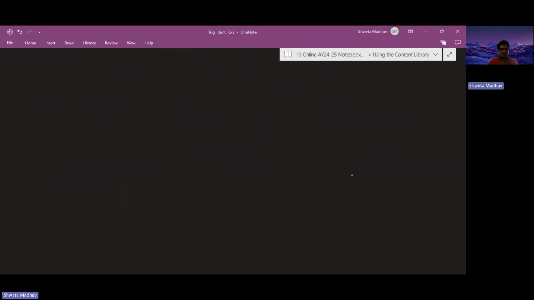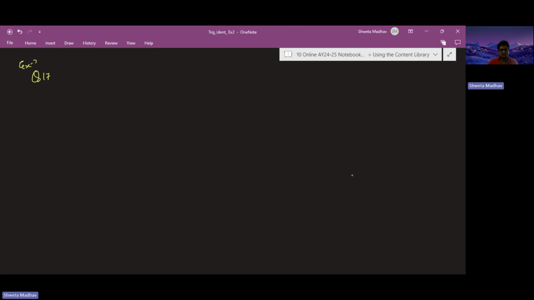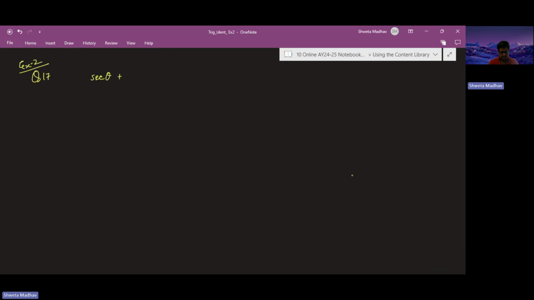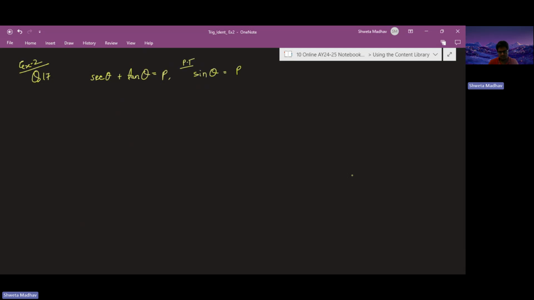So here we shall solve question number 17 and 18, exercise 2 in the chapter Trigonometric Identities. Question number 17, exercise 2, says that if sec theta plus tan theta is equal to p, then we have to prove that sin theta is equal to p square minus 1 by p square plus 1.